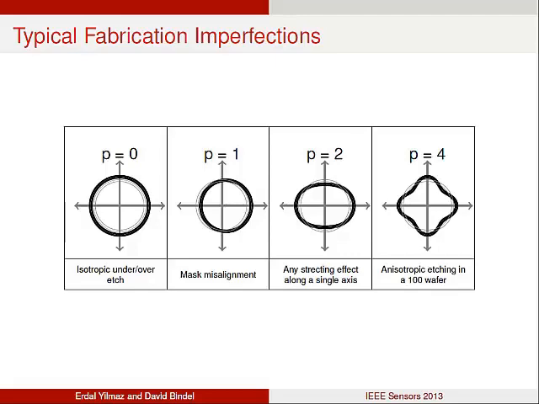Or if we are doing some chemical etching, then some over or under etching would result in a p equals 0 type of perturbation. The p equals 0 perturbation wouldn't really destroy the axisymmetry of the device, but it would shift the frequencies. We also end up with p equals 4 type of perturbations because of the crystalline nature of the silicon wafers that we are using. Or if there are some misalignments of the planes, then we might end up with p equals 2 type of perturbations.